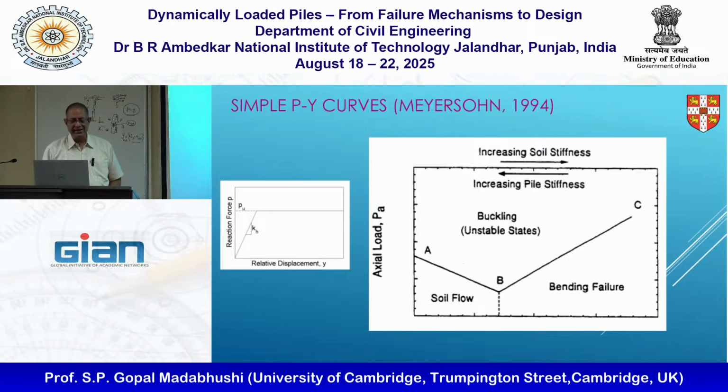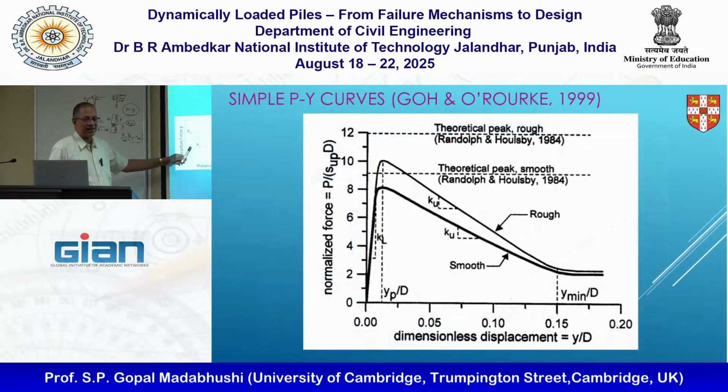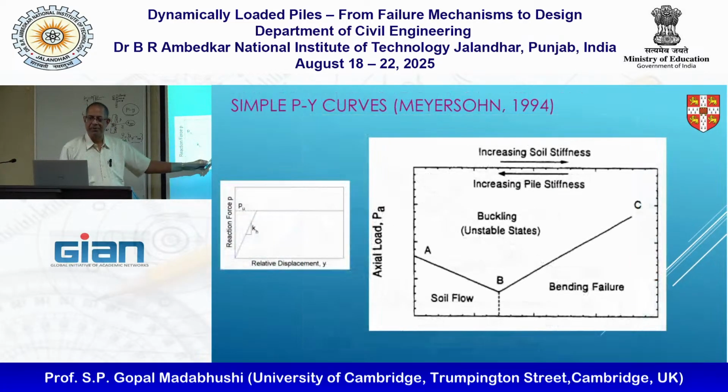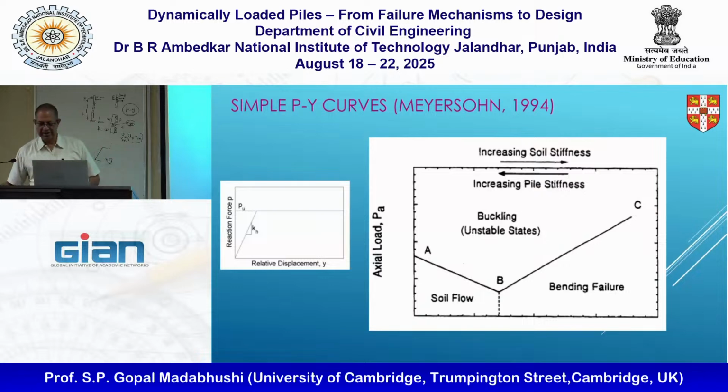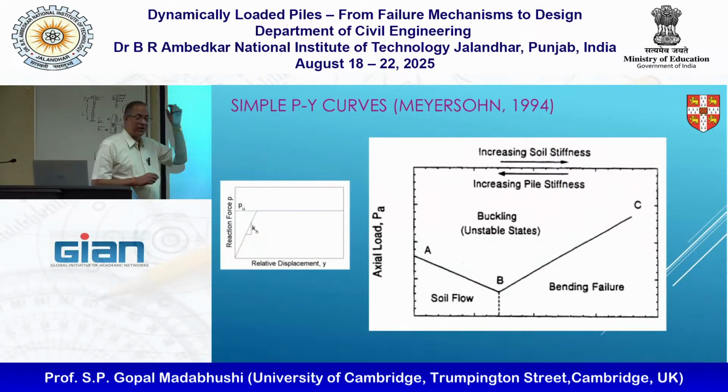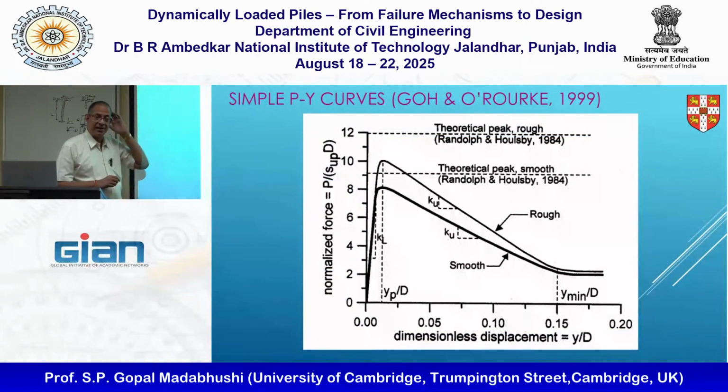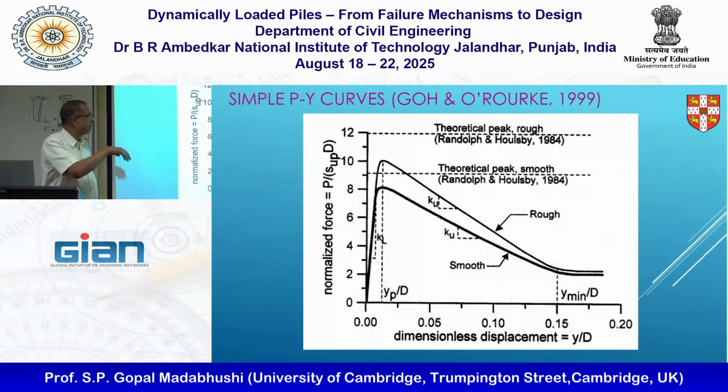Right. So this is about the easiest PY curve people can imagine. However, there are slightly better ones. This is Tom O'Rourke and Go. Go is a professor, I believe, in NUS now. And back in '99, they came up with this shape. There are some good things and bad things about it.